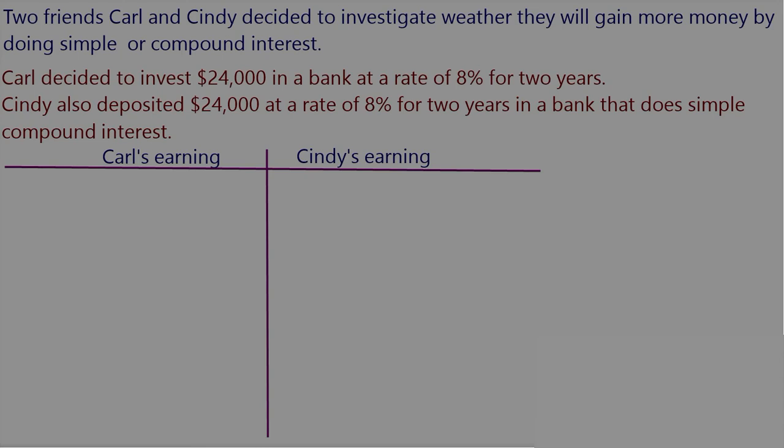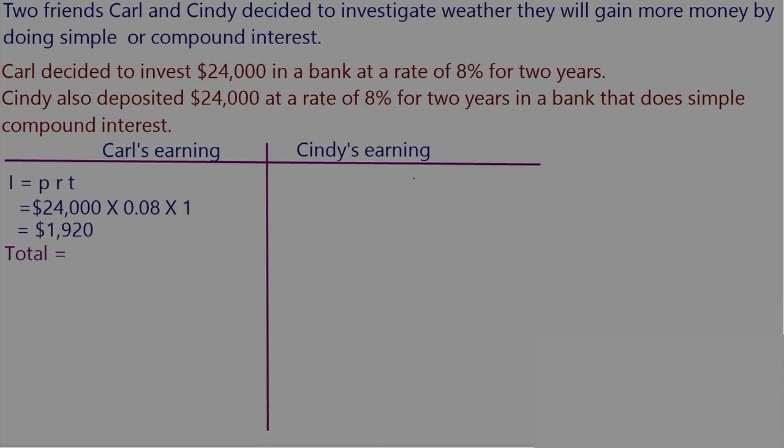To calculate the total Carl will make in 1 year, we first need to find the amount of interest he would make on the money he invested. To find the interest, we need to use the simple interest formula. The formula is I equals the principal times the rate times the time. The principal, or the amount invested, is $24,000 and the rate is 8%, which is also the same as 0.08 when converted to decimal. The time is 2 years, but because we want to find the interest in the first year, we write 1. After calculating, we get $1,920 for the interest in the first year.